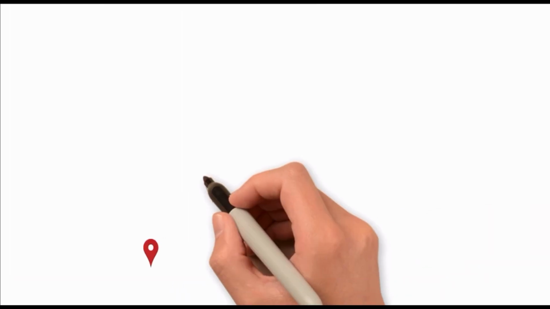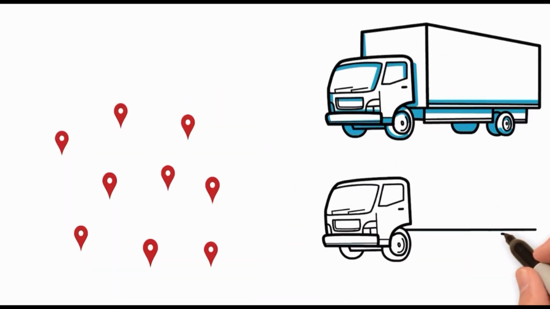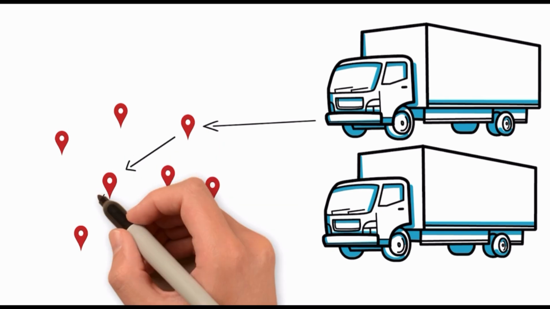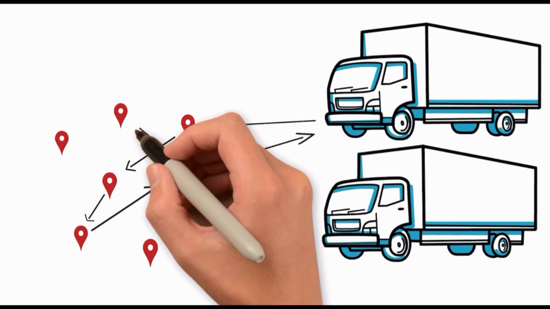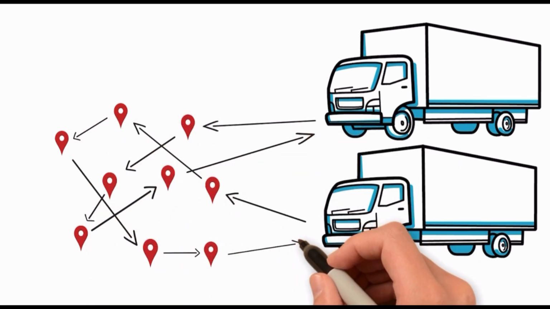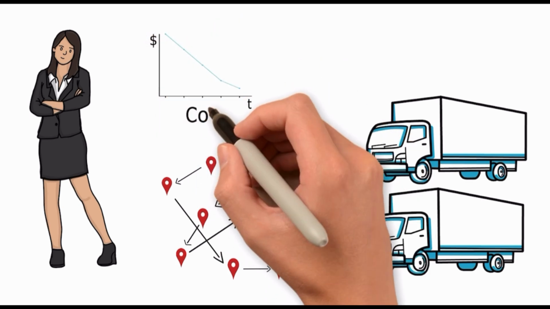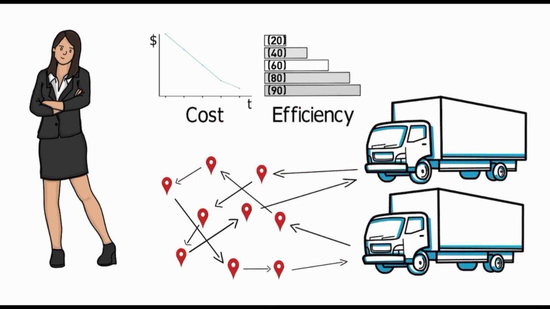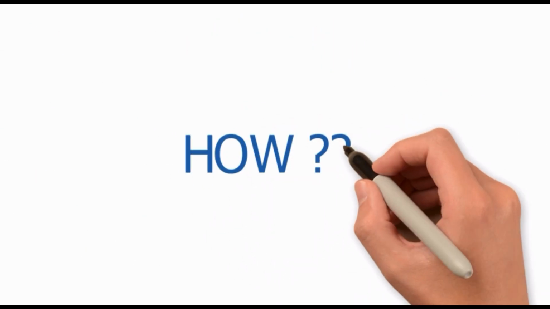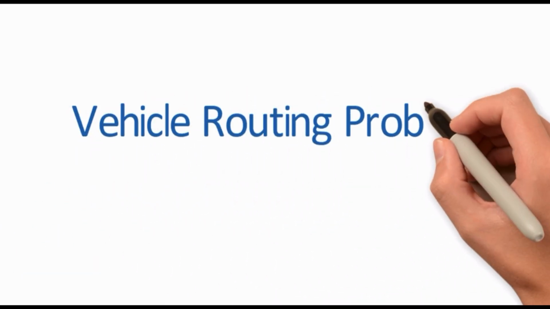You must handle hundreds, even thousands of delivery points every day. Say your fleet has 100 trucks. Then you have to draw up a delivery plan for 100 trucks and 1,000 locations every day. Your plan must minimize cost and at the same time maximize efficiency. How do you manage that? This is exactly the question of the Vehicle Routing Problem, or VRP.